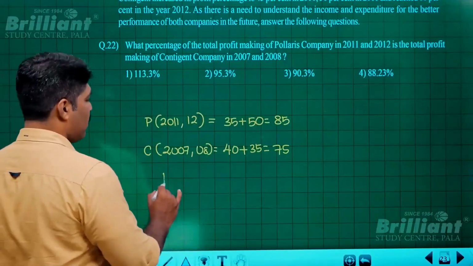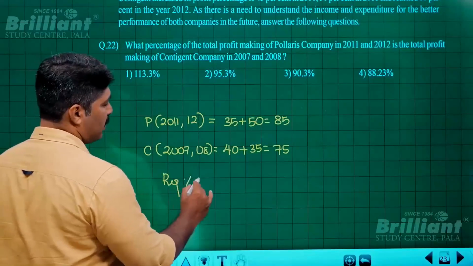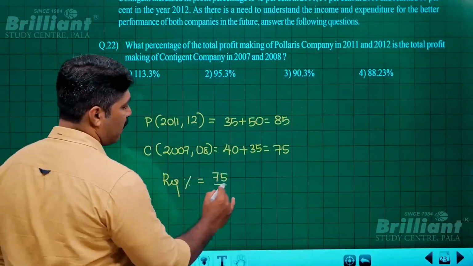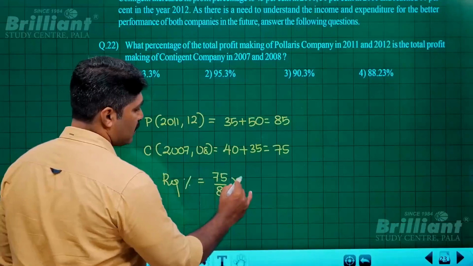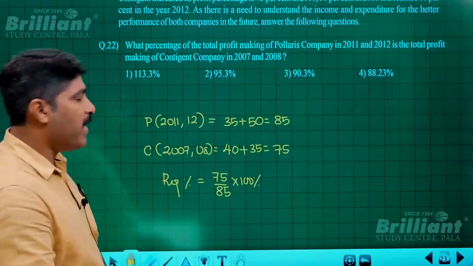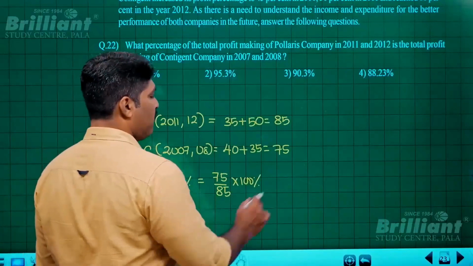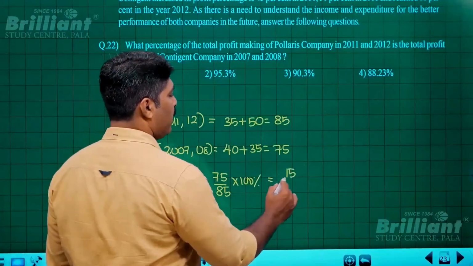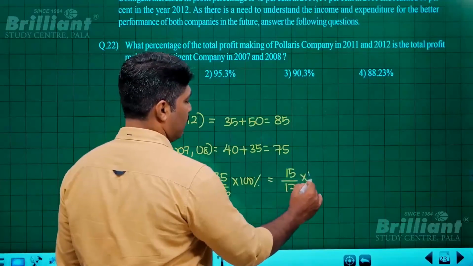So how to find it out? The required percentage: 75 is what percentage of 85? This is the required step of operation. We know that both these values are multiples of 5, right? So that kind of simplification is possible. This is 15, this is 17 of 100.